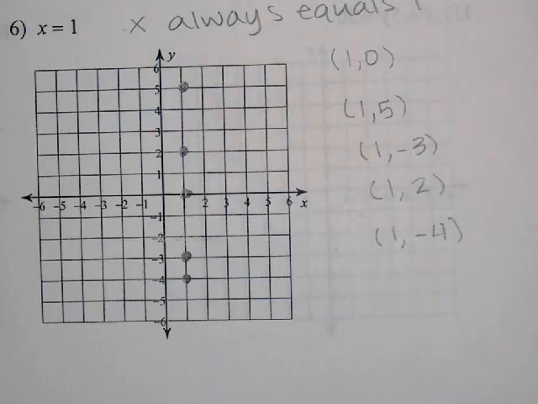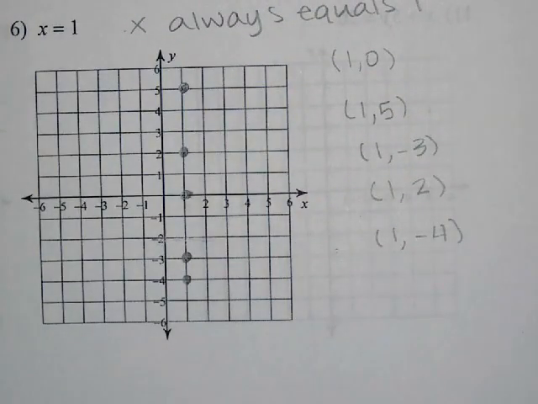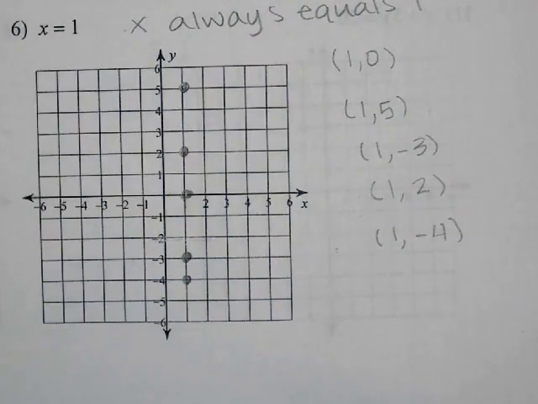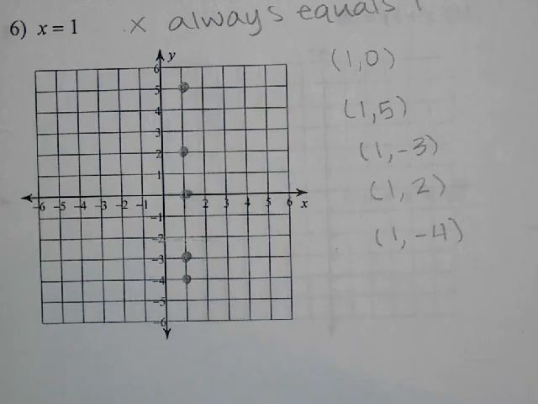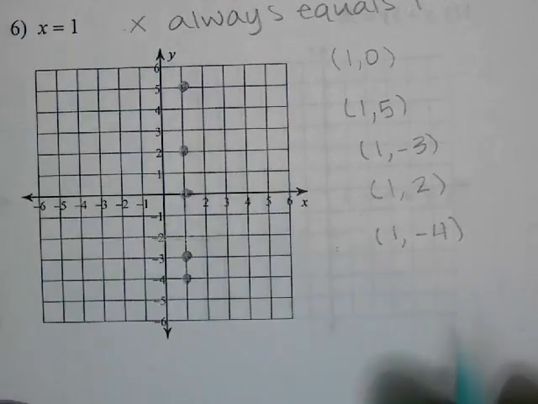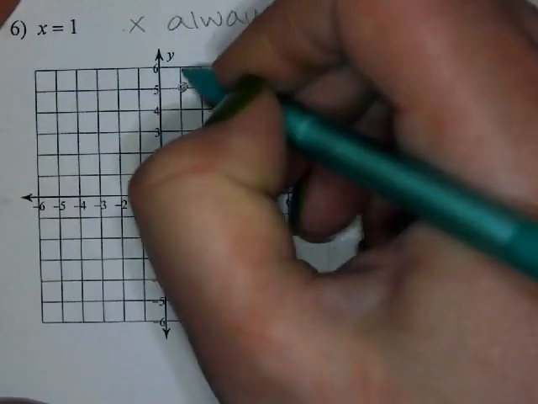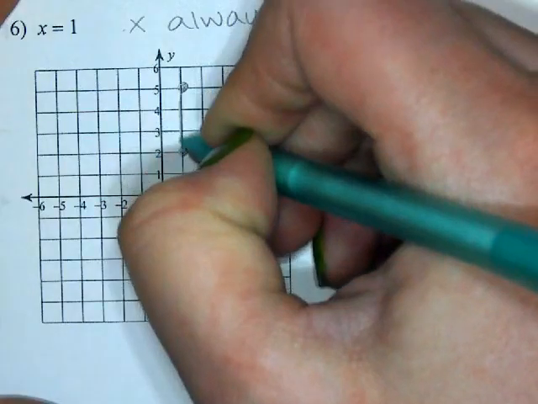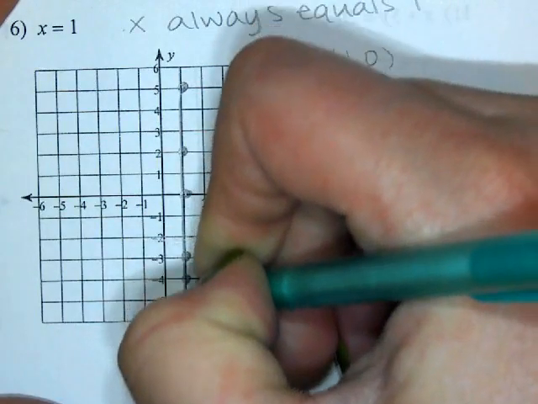And then if we had an equation that just said y equals, then that would be y equals that number. If you had y equals 3, it would be the y coordinate is always 3. So you don't have to really memorize what they are. You just have to remember what it means. X equals 1 means that the x coordinates are always 1.